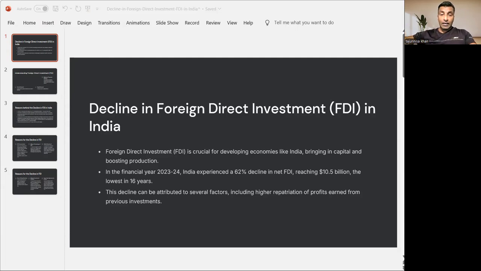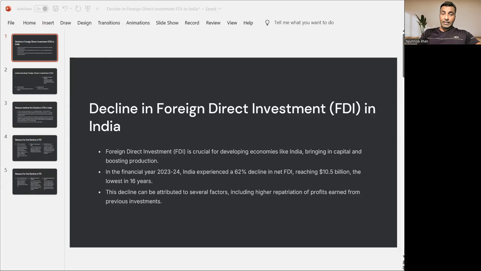So now if you look at the last financial year, what happened? There was a significant decline in the net FDI, which refers to the total incoming minus total outgoing; when you see a negative, there is a decline. Compared to the previous financial year, FDI declined by 62%, to around $10.5 billion. That's huge, which is the lowest in the last 16 years. And what we are going to do in this session is analyze what actually happened. Okay, so let's move on to the next slide.